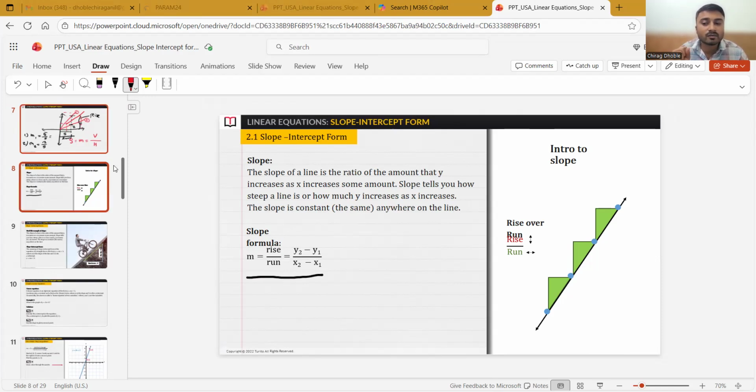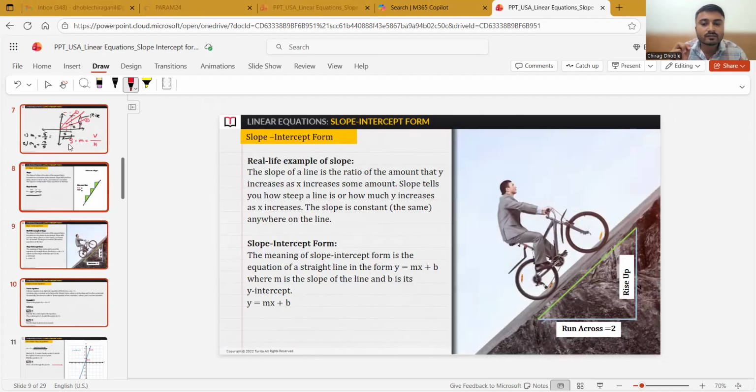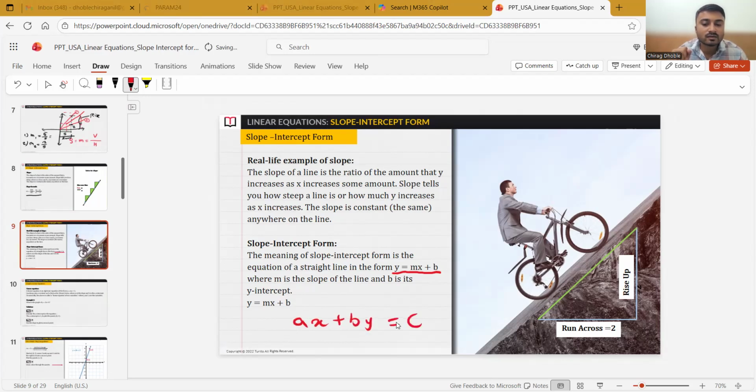Again, it is made up of two words, slope and intercept. So the slope is m and the intercept is b. Okay, this is the equation of the slope intercept form: y is equal to mx plus b. Again, you notice how it is different from the general form of the linear equations. The general form is ax plus by is equal to c, right?